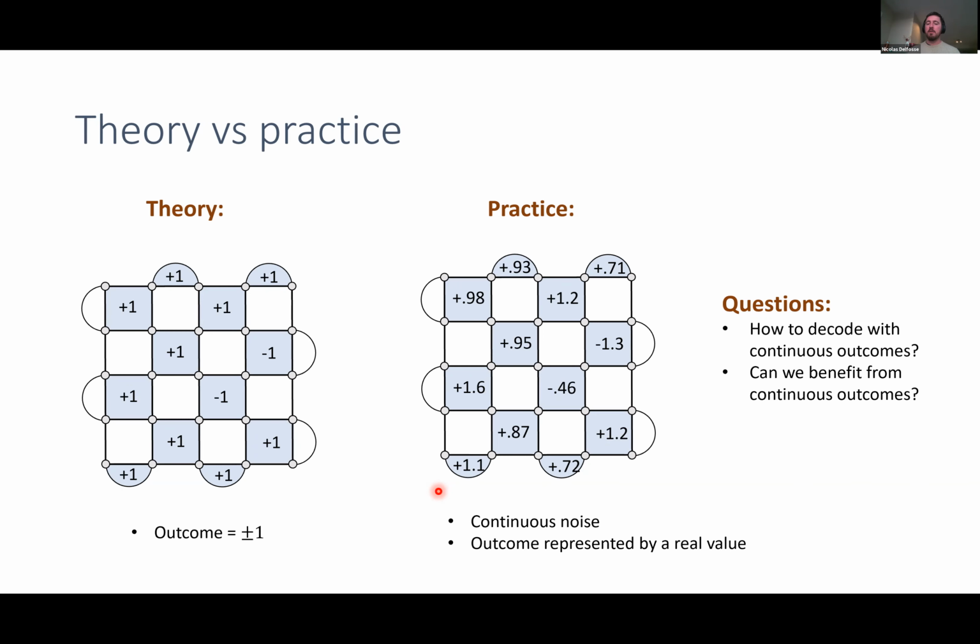And what can we do with that? So the first thing is, how can we use this real value instead of a binary outcome? And the second thing is, can we benefit from it? Can we improve the performance of this error correction scheme using this real value and this extra information contained in this real value?